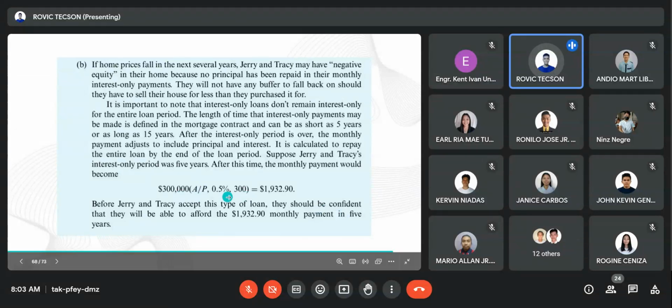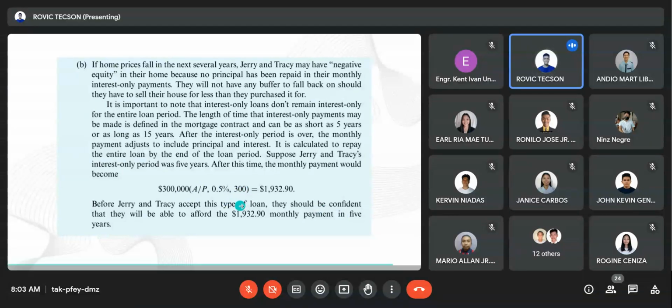Notice that from the 30-year plan, the remaining term becomes 25 years, or equivalent to 300 months, since we assumed they pay interest only for 5 years. If we solve this, we come up with $1,932.90. So this is what they will pay after the first 5 years.